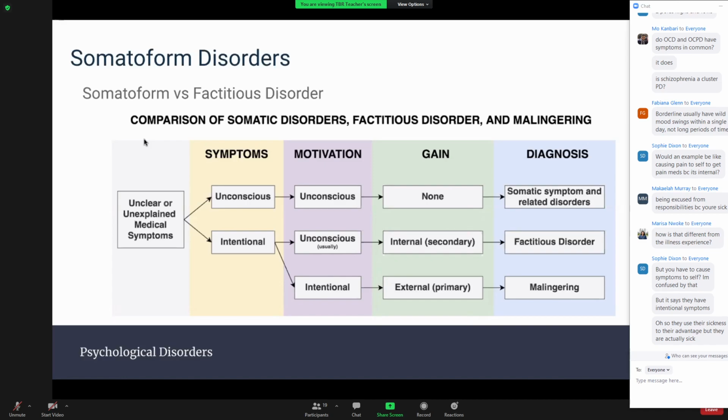In all of these three, the symptoms are real and the causes are unknown. Malingering is the one that I think you don't need to remember, but you definitely do need to remember factitious because it's going to be put in with somatic and you got to know which one is which.